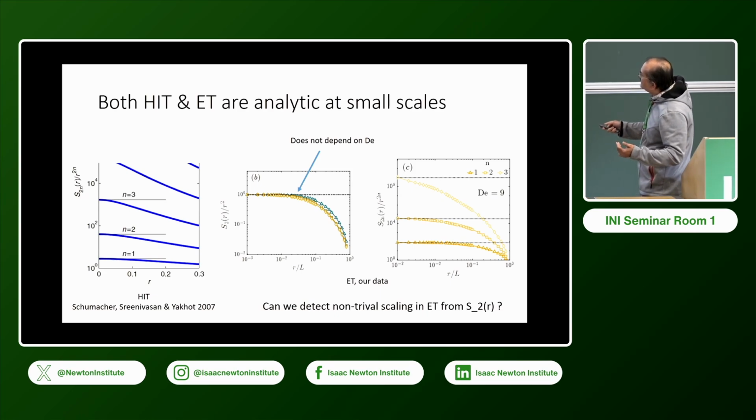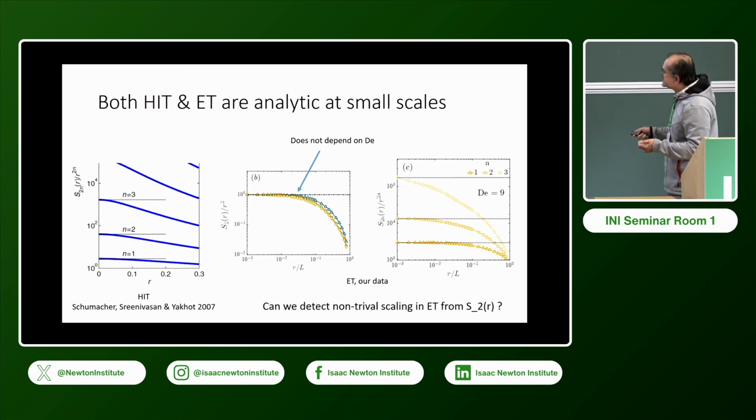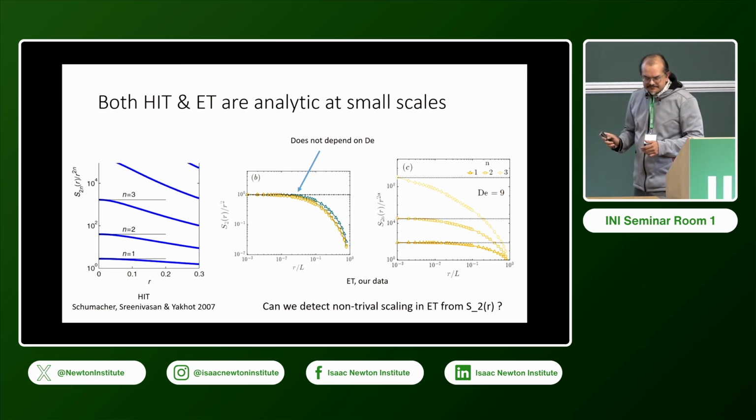Now, if you look at our data, this is the structure function divided by r square. It is horizontal at small r, but when I change the Deborah number, the transition scale almost doesn't change. Okay, there is something happening here, some different scaling possibly, but I can't really see what that is. So is there a non-trivial scaling that we can detect from these structure functions?